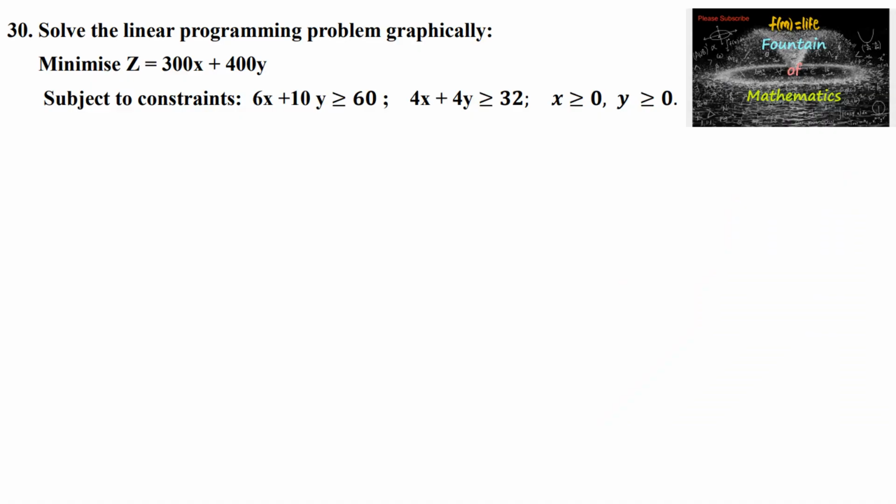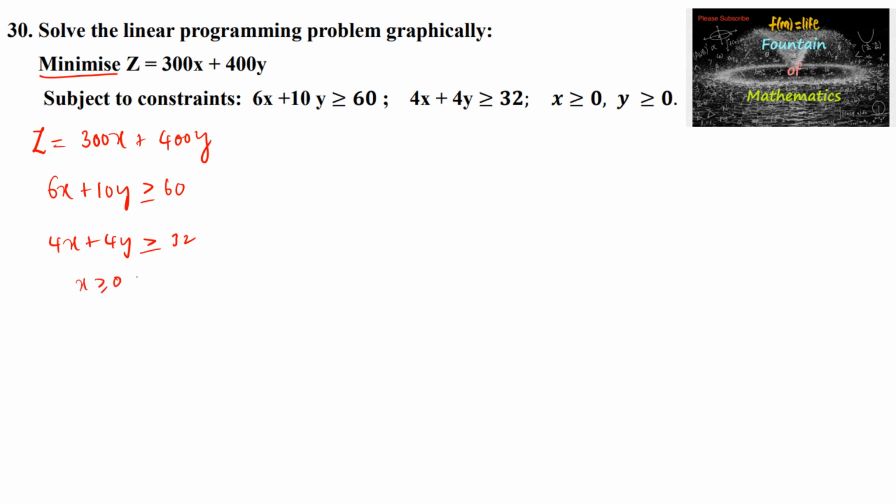Solve the linear programming problem graphically. Minimize z is equal to 300x plus 400y subject to constraints 6x plus 10y is greater than or equals to 60, and 4x plus 4y is greater than or equals to 32, and x is greater than or equals to 0, y is greater than or equals to 0.